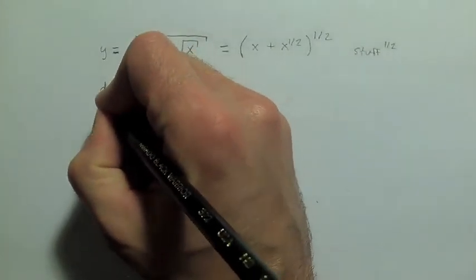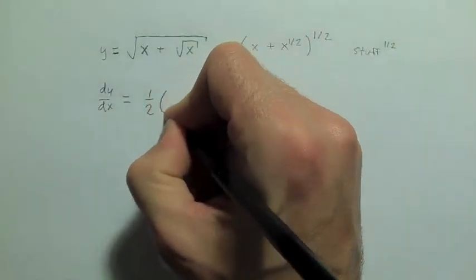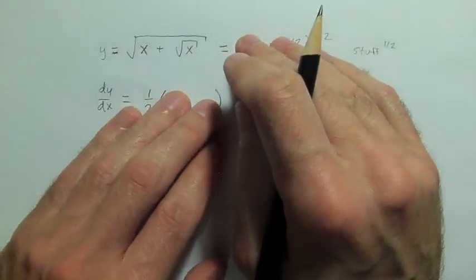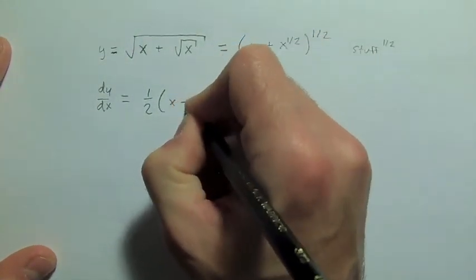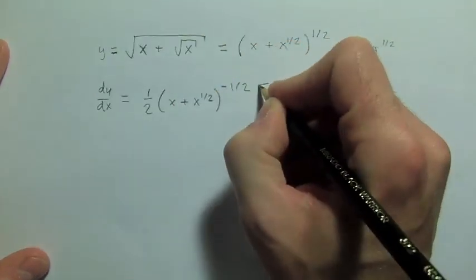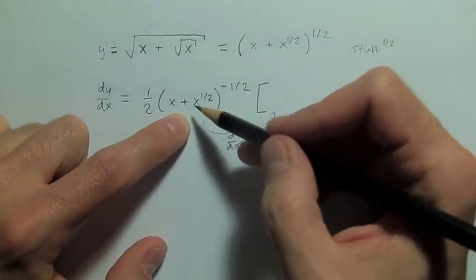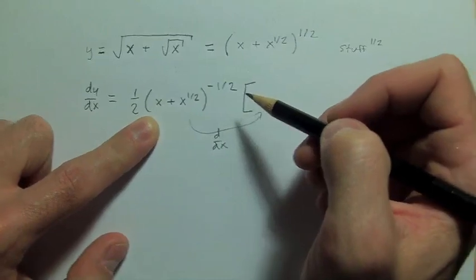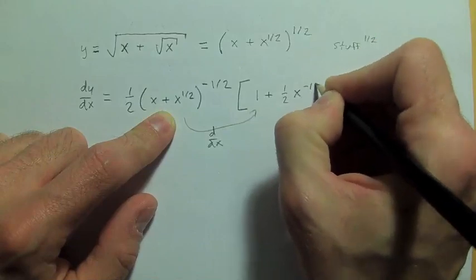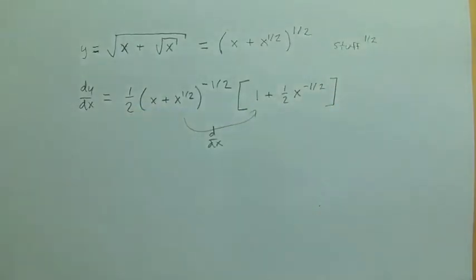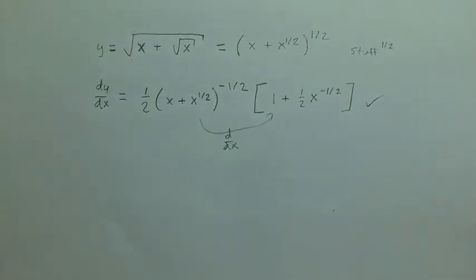So the derivative with respect to x is going to be, well, I'll bring that 1/2 down, and it'll be 1/2 times that stuff to the 1/2 minus 1, so that would be negative 1/2. So I'll just copy the stuff down in there. Then it will be the derivative of the stuff on the inside. So the derivative of that stuff is going to be 1 plus 1/2 x to the negative 1/2. And there we go. There's another one I would leave just like that. I wouldn't bother simplifying that much further.